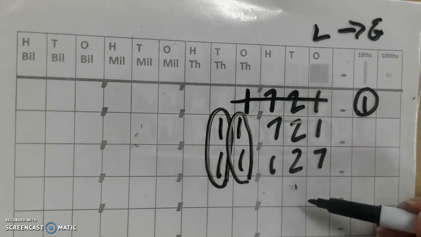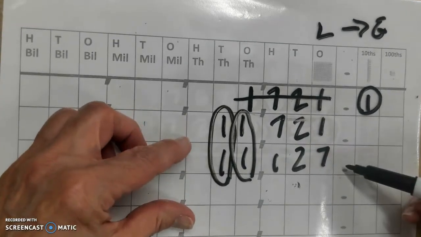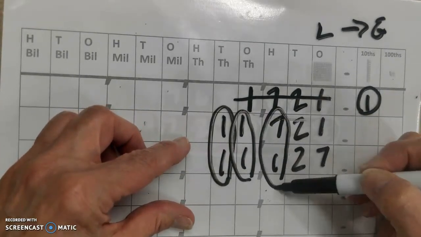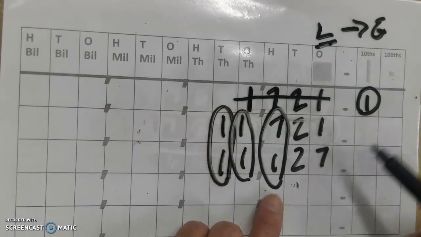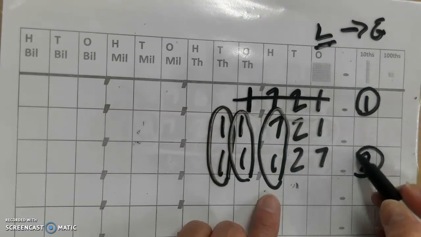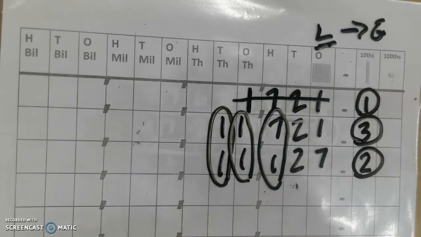I look at the second digit. That doesn't tell me which is the next one in order here. But now I get a 7 and a 1. And remember, I'm looking for the least. So this is going to be number 2, and then this one will be number 3.